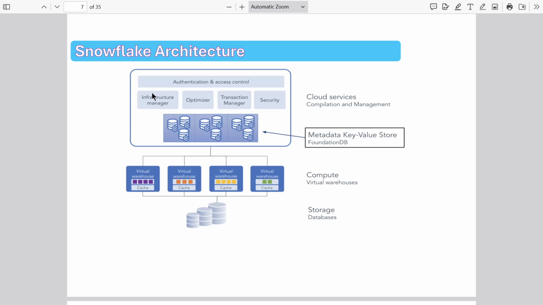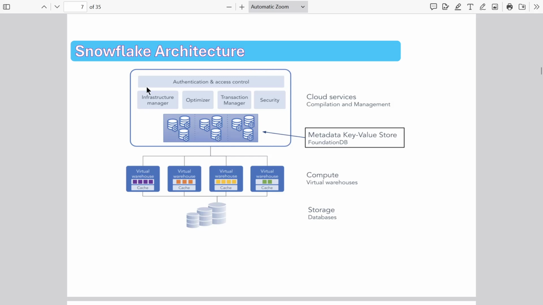Basically, authentication is going on through Snowflake. That is why login. You can just read and try to understand it. This is very well defined. You can see authentication and access control is there. The first top layer means everyone has to sign up, and it determines what kind of role and responsibility they have to access the database. The base layer is the database. So first is authentication and access control. The second is infrastructure manager, optimizer, transaction manager, and security. These are all on the top layer, cloud services and compilation management, that we see as a user on the interface.